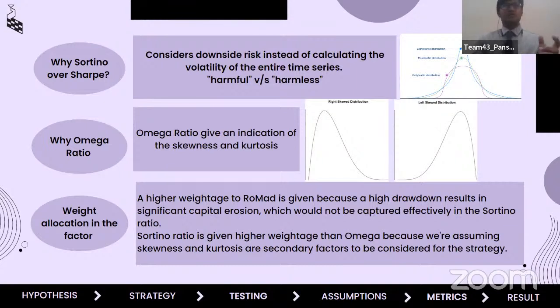So firstly, why did we choose Sortino over Sharpe? The Sortino ratio takes into account only the downside risk of an investment, as compared to Sharpe, which considers the overall risk while calculating the risk. The upside risk is actually relatively harmless. That's why we use Sortino to differentiate between the harmful and the harmless risk.